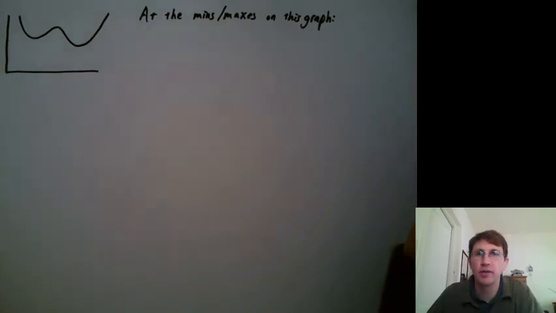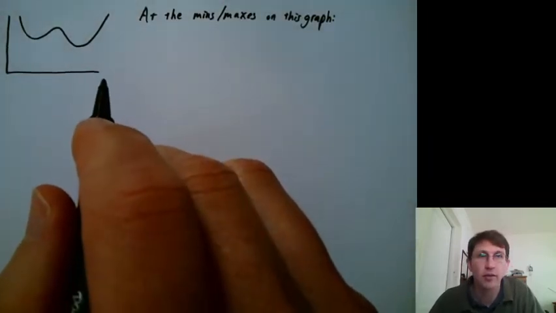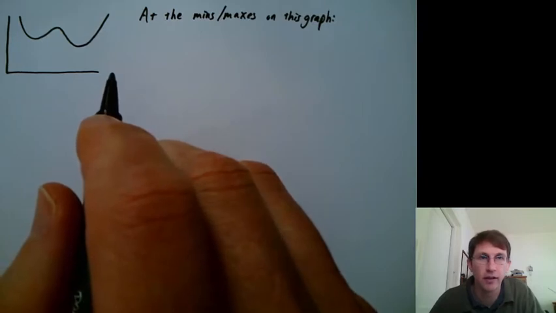Let's think about where mins and maxes, either local or global, tend to occur. So thinking about just this graph, what can you say about what's going on at the mins and maxes? Pause the video and think about that.